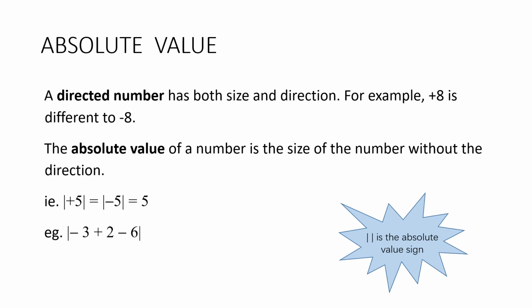If you get a question like this, we treat these like brackets, so we work out inside first. So negative 3 plus 2 is negative 1, take away 6 is negative 7, and then do the absolute value. Absolute value of negative 7 is just 7.